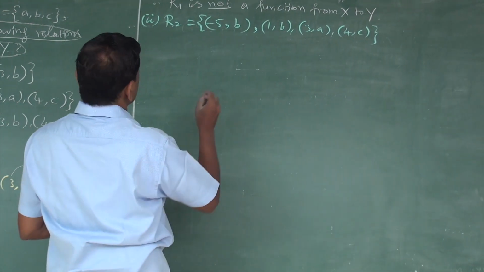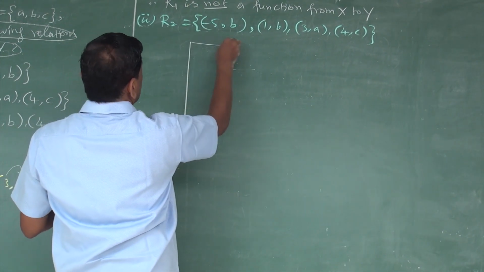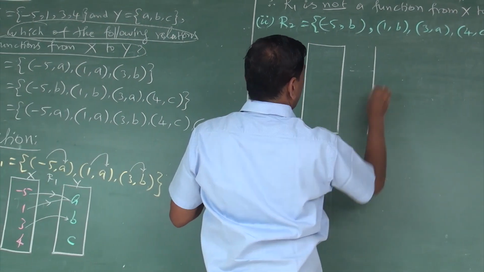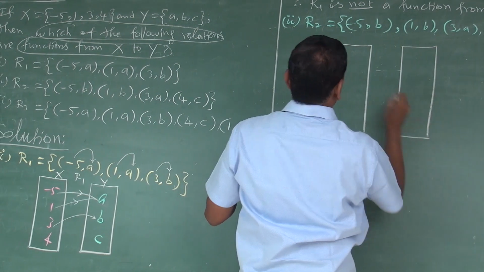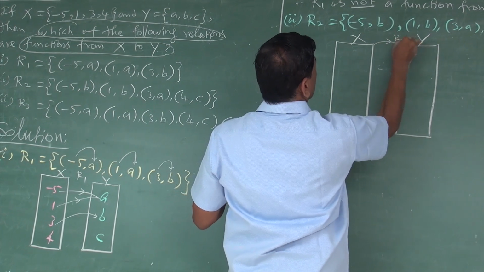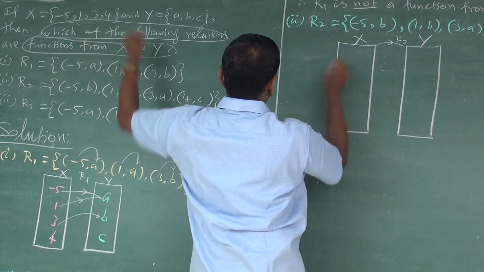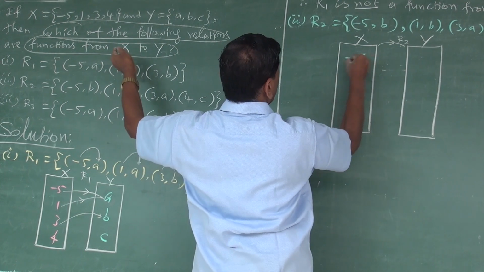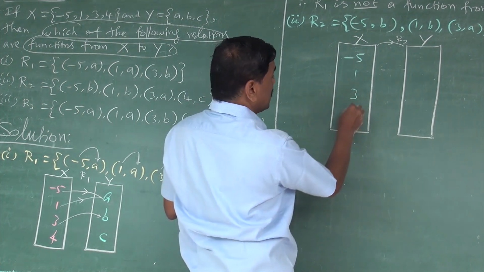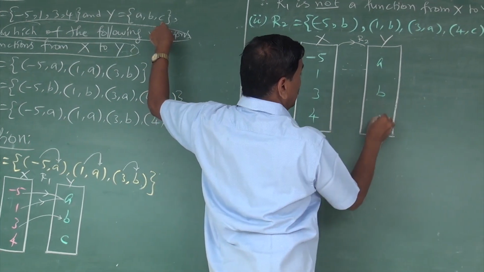Arrow diagram for this is given by first X set, next Y set. Here R2 is a relation given. Now X set can take the values as per the data: minus 5, next 1, next 3, next 4. Y set elements are A, B, C.